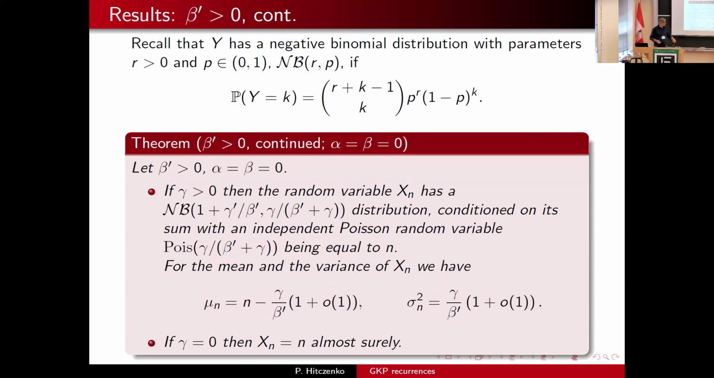Okay, all right, and so this is when gamma is positive, and when gamma is zero, then Xn degenerates to almost surely equal to the n random variable. Okay, so this is the description when beta is positive.